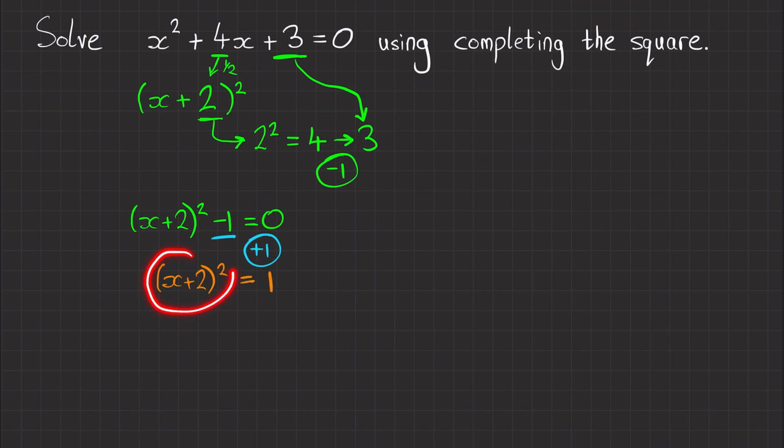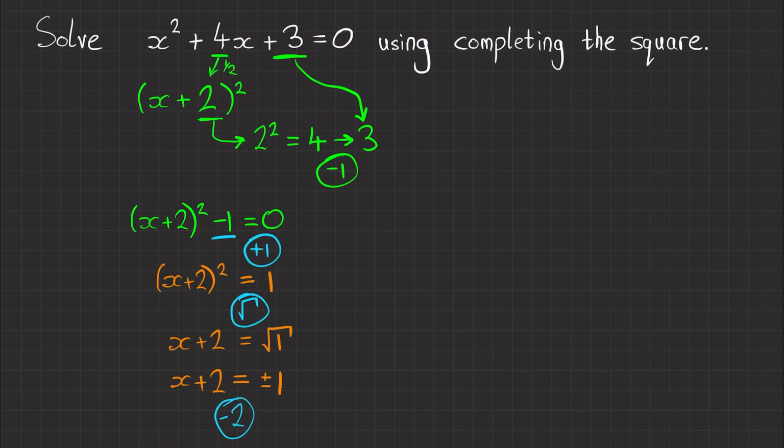We now need to inverse the square of this. So to do that, we do the square root. So square root of both sides will leave us x plus 2 equals the square root of 1. I'm going to write in the next line x plus 2 again, and the square root of 1, because there are two values for the square root of a positive number. So x plus 2 equals positive or negative 1. Continuing to solve this, we need to minus 2 from both sides to eliminate this positive 2 here. That will give us x equals minus 2 plus or minus 1.